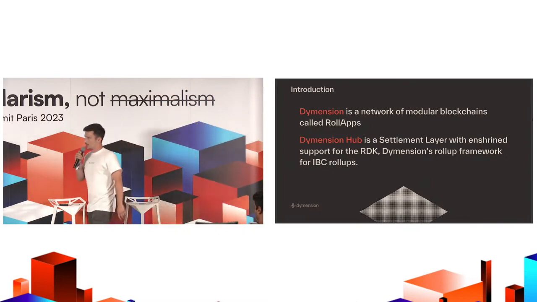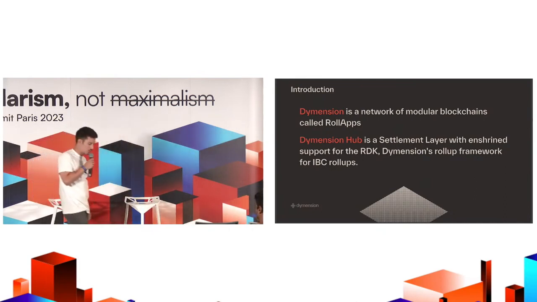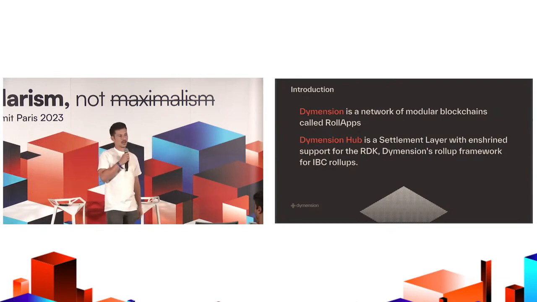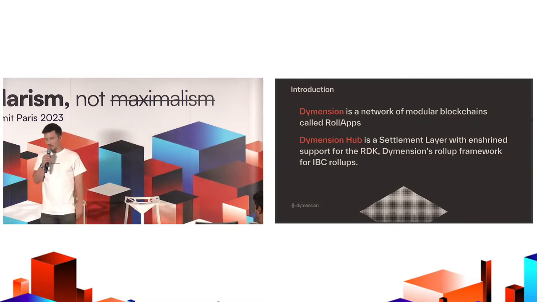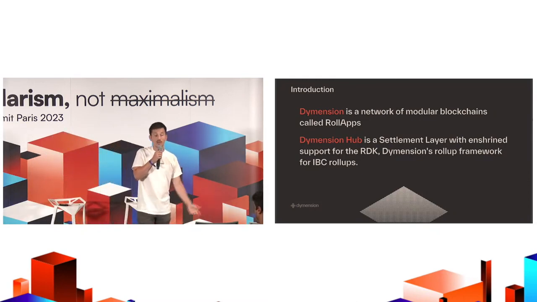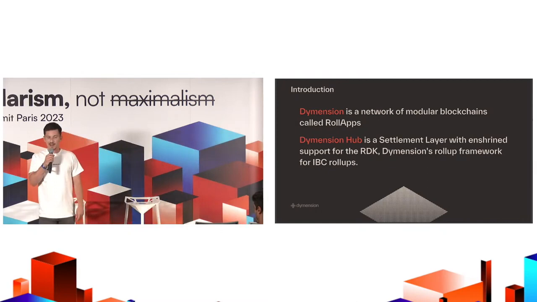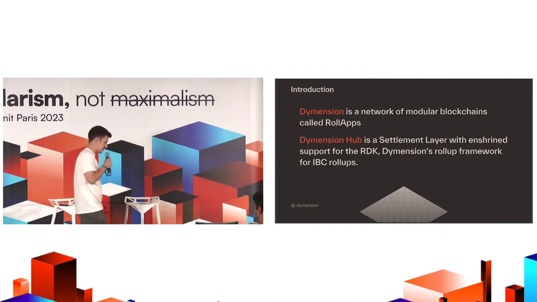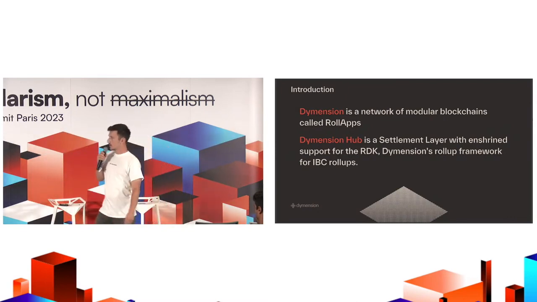So the Dymension hub is a settlement layer with an enshrined support for our rollup framework, which is called the RDK. This is a unique architecture. Seeing a lot of these talks here at the Modular Summit, I noticed that Dymension has a very unique architecture as, I would say, probably the only settlement layer that focuses on modular settlement and a validating bridge for rollups. That's interesting, and it also enshrines the rollup framework that we built.